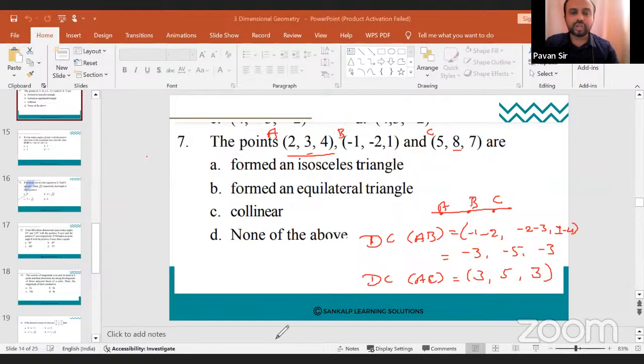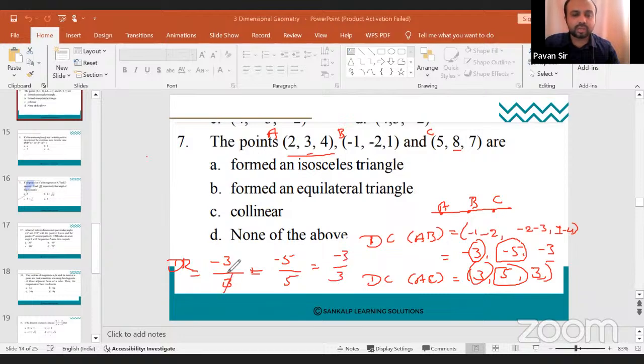Now try to get the direction ratios. How to find the direction ratios? That is the direction cosines of AB upon AC. So that is nothing but -3 upon 3. DR in the sense direction ratios. Next one is -5 upon 5. Here you are getting this upon this, and this upon this. Again, the third one is -3 upon 3.